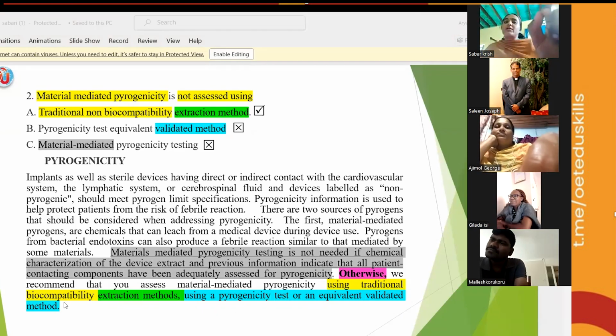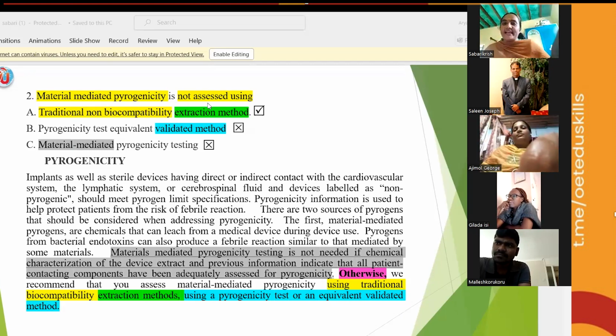Okay. Here, what is the question stem? Material mediated pyrogenicity. This is a name. So there is no need to read the whole text. Keep it in mind: no need to read the whole text. You must concentrate on where the name is given. There will be the answer.